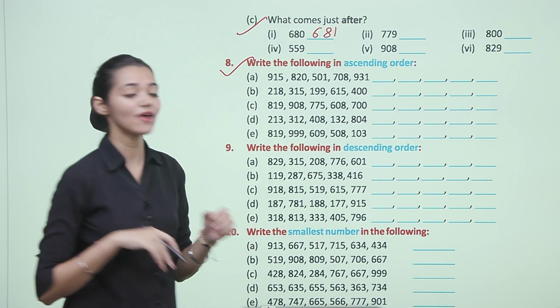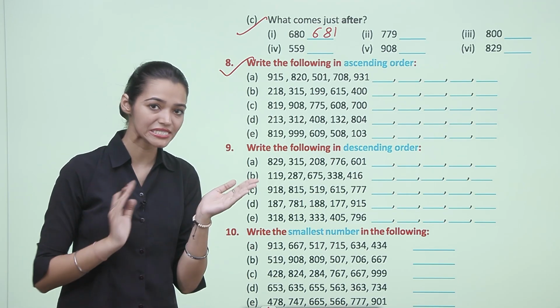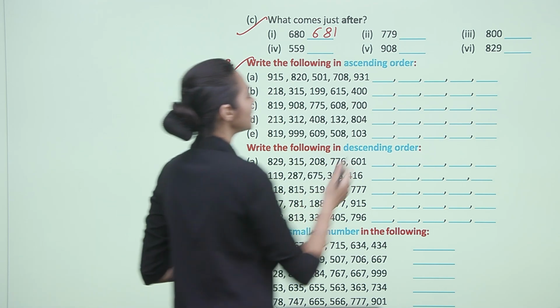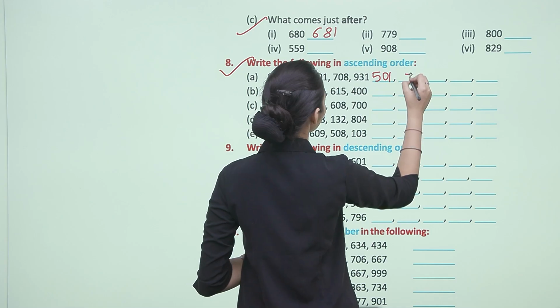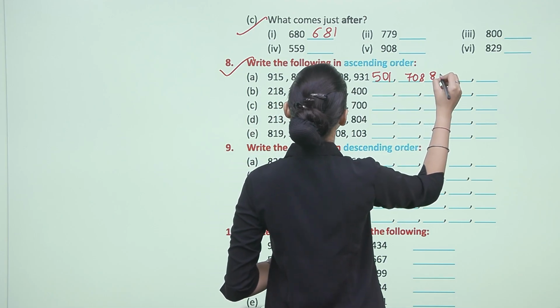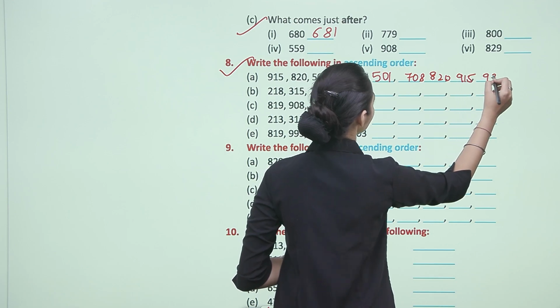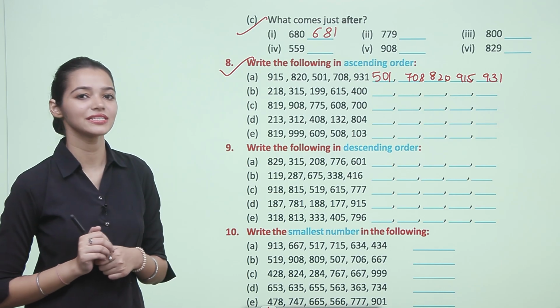In the next one, we have to write the following in ascending order. That means we have to arrange them from the smallest number to the greatest number possible. So in the first one, it will be first one 501, after that very good 708, after that it will be 820, then 915 and then 931. That's how we have to arrange all the numbers in the ascending order.